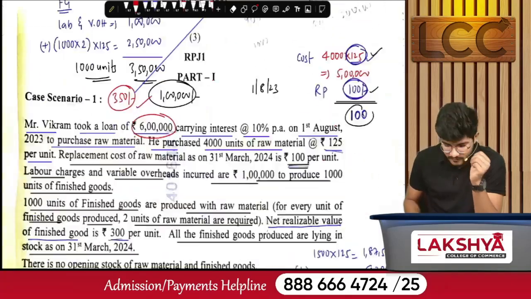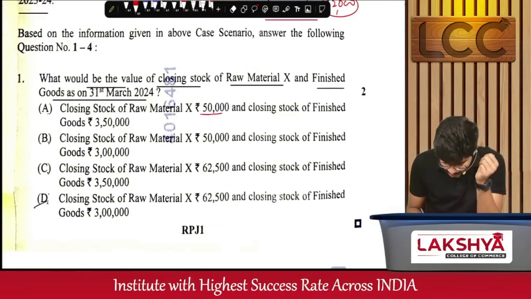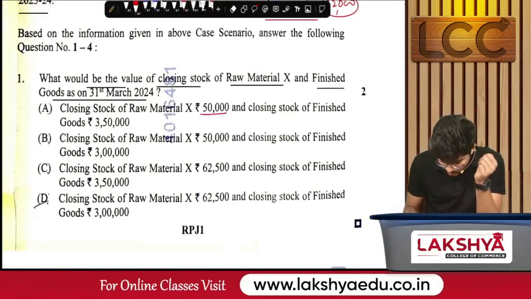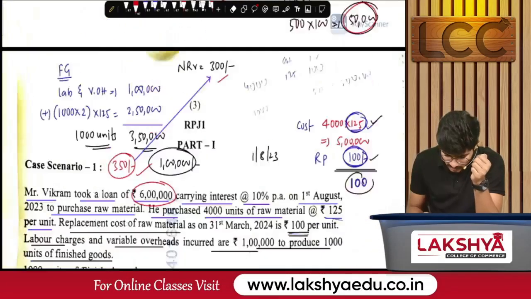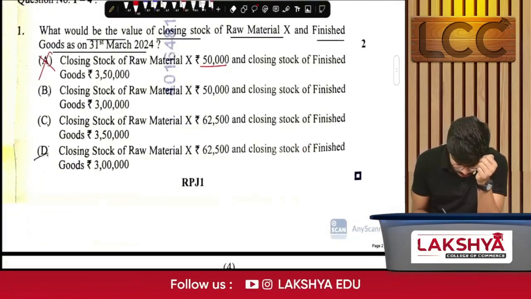50,000 is the value of raw material. Now verify the answers. So closing stock of raw material is 50,000 and closing stock of finished good is 3 lakh 50. Here we got 50,000 and 3 lakhs, right? So option 1 is wrong.